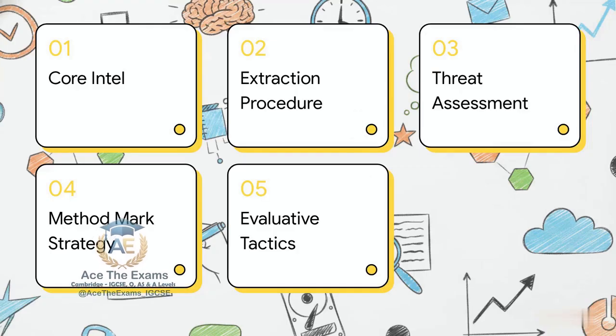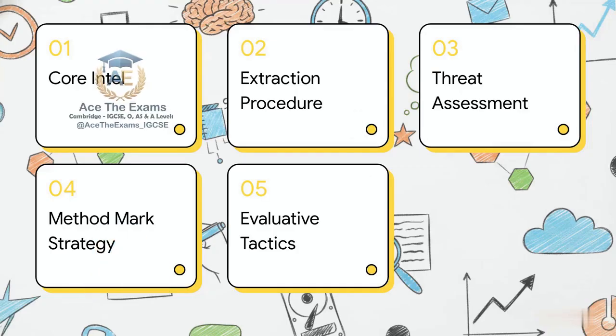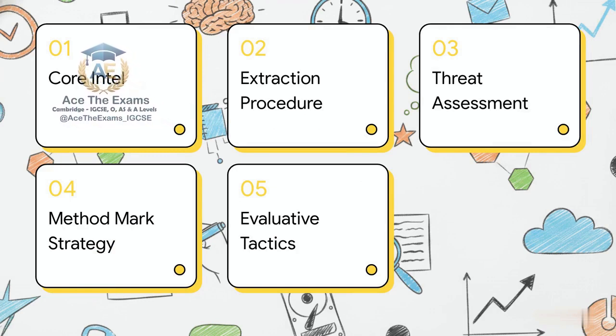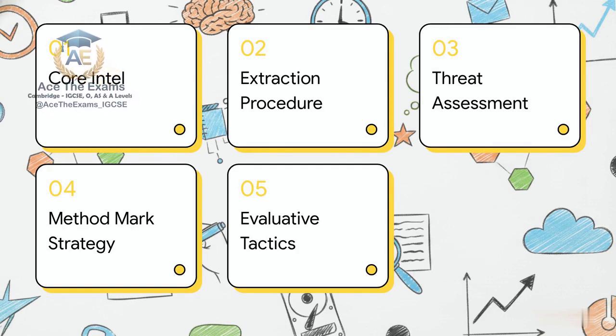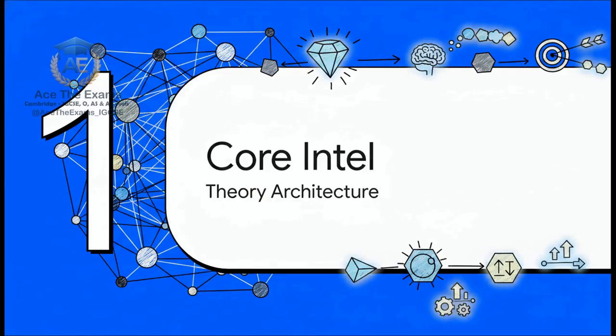All right, here are your mission objectives. 1. We'll establish our core intel on theoretical architecture. 2. We'll break down the exact extraction procedure. 3. We'll run a threat assessment on examiner warnings. 4. We'll deploy the method mark strategy. And 5. We'll lock down the evaluative tactics to secure those top-tier grades. Okay, let's dive into our first objective.